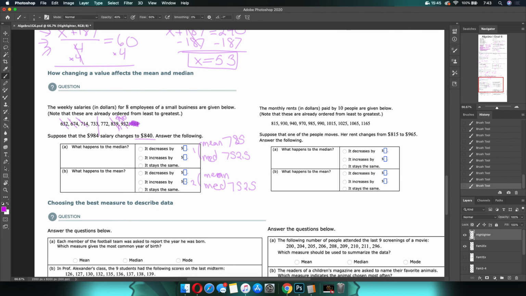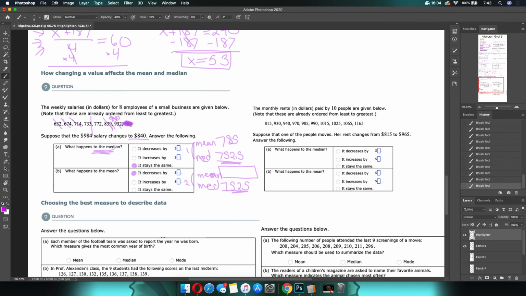Here's what's going on. Did my median change when I moved my numbers? No, it stayed the same. Did the mean change? Yes. I know for a fact that because my new number is smaller, the mean is going to decrease. And then I have to go through the effort of finding my new mean and then subtracting. That's what I need to do here.